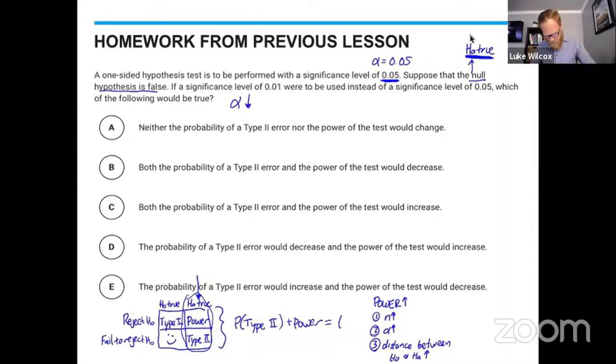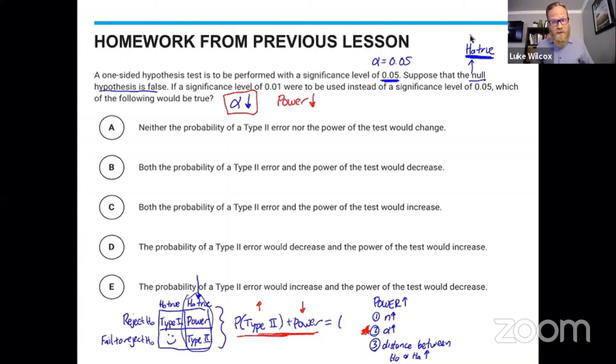Now, very clearly here, this is the one that matters in this particular multiple choice question. But we have to recognize that we're going in the opposite direction here, right? That the alpha value is actually going down. Well, that means that the power has to be going down, right? Decrease alpha, decrease the power. But here's the other thing. If you look at this equation, if the power is going down and this equation has to add up to 1, doesn't that mean that the probability of the type 2 error would have to go up?